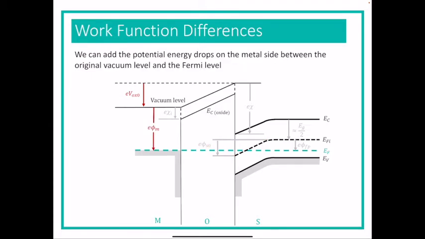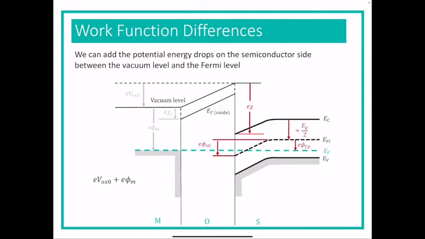So what we're going to do is add the potential energy drops on the metal side. We're going to go from the original vacuum level, which is the dashed line, and we have an energy drop across the oxide, and then we have the work function of the metal. So we can add those two together, and we get an equation. And that actually is, like I said, you could take the E's out, and then it will be in volts, but right now it's in joules, but we'll get rid of that in a minute. So that's one part.